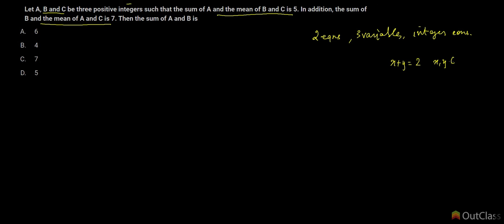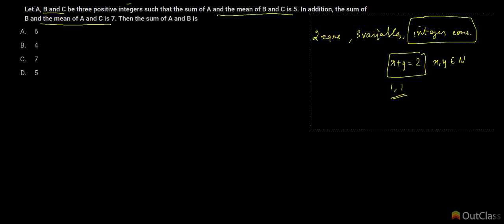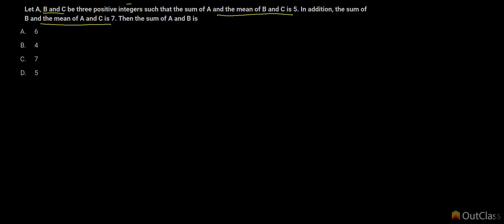X, y belongs to natural numbers. This is one equation, two variables, but we know that it has to be 1, 1. So there are constraints that will reduce your solution space sometimes to the point that you'll get a unique solution, even if the number of equations is less than the number of variables, and that's what has happened here. So just the background on what's happening here, and now for the solution.